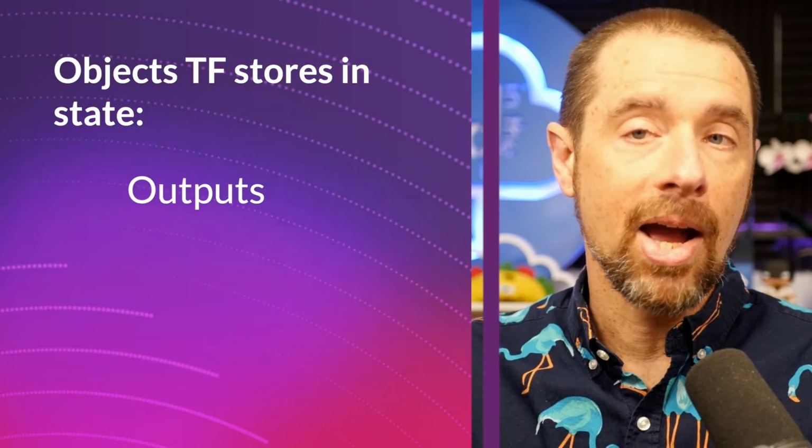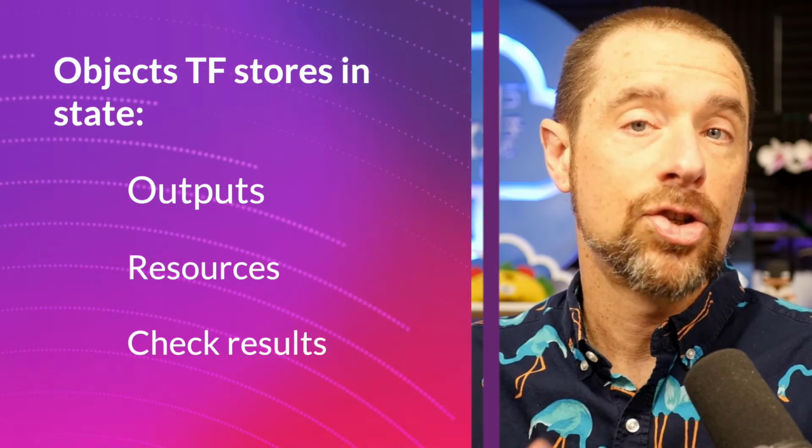Terraform stores three types of objects in state: outputs, resources, and check results. The last one is new, with the introduction of check blocks in Terraform 1.5. I covered check blocks in a previous video, so check that out if you're interested. Instead, let's focus on the first two objects, outputs and resources.